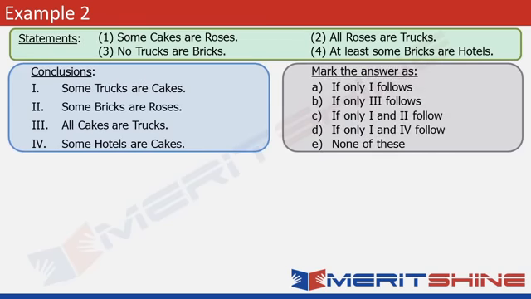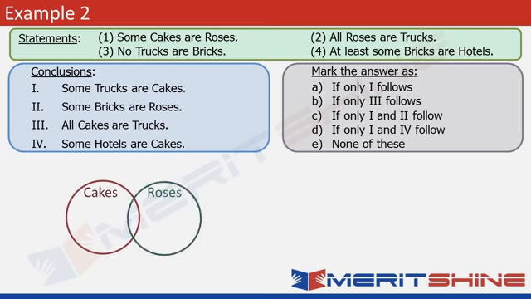This is it. Let's start with the statements now. 1. Some cakes are roses. So let's draw cakes first. Now the roses. So it's a partial overlap. Now statement 2 says all roses are trucks.